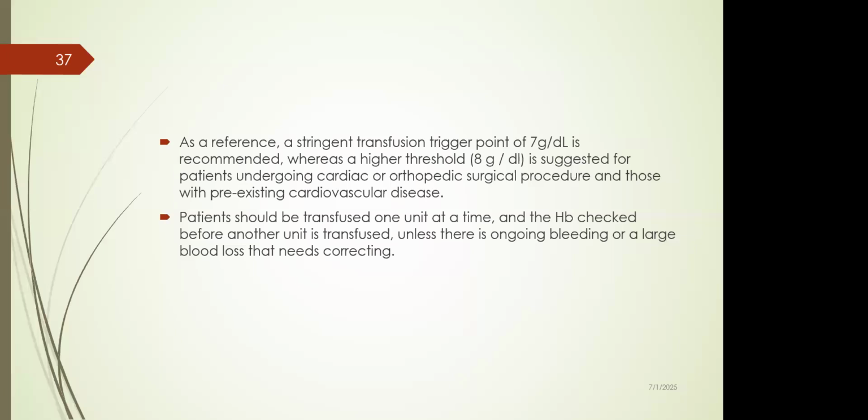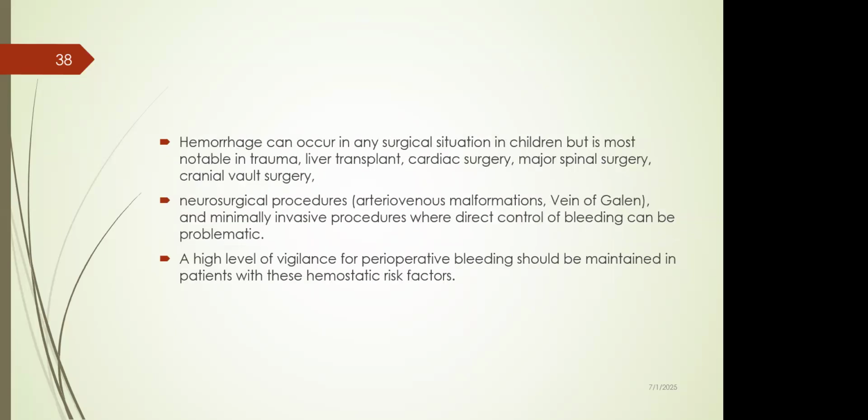Patients should be transfused 1 unit at a time, and the hemoglobin checked before another unit is transfused, unless there's ongoing bleeding or a large blood loss that needs correction. Hemorrhage can occur in any surgical situation in children, but it's most notable in trauma, liver transplant, cardiac surgery, major spinal, and cranial vault surgery. Now, a high level of vigilance for perioperative bleeding should be maintained in patients with these hemostatic risk factors.